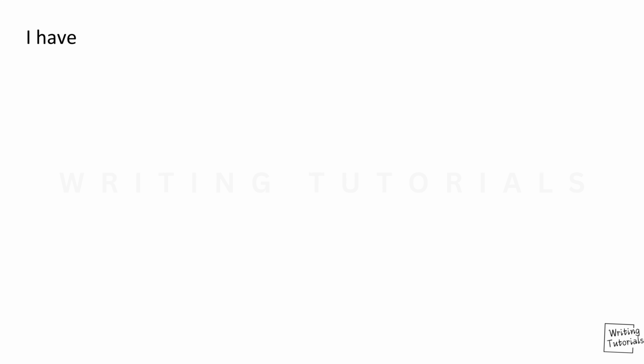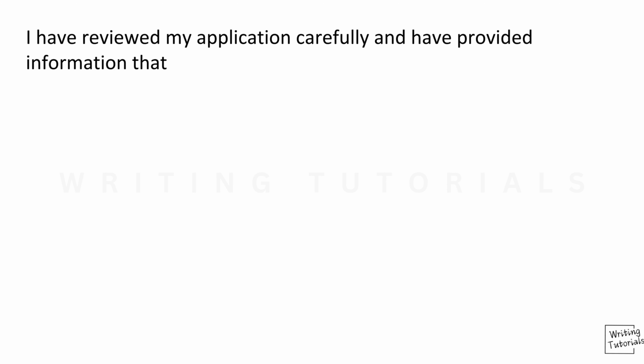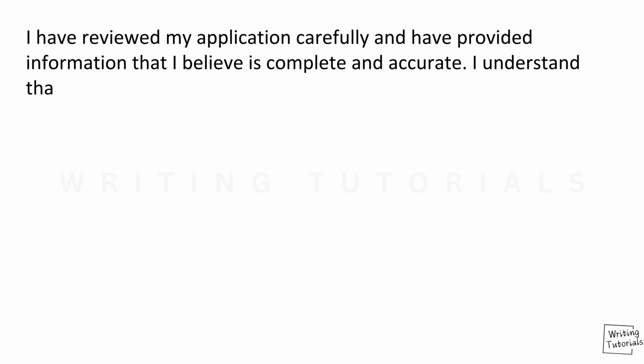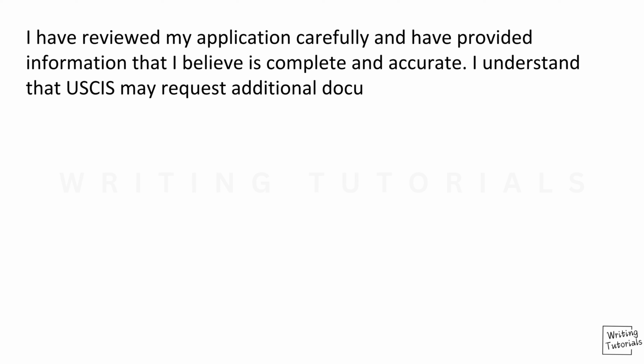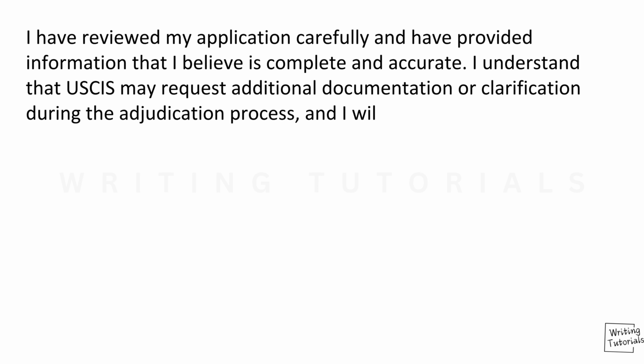Next, confirm the accuracy of the application. The sample says, "I have reviewed my application carefully and have provided information that I believe is complete and accurate." This sentence communicates that the applicant has taken care in preparing the application. The letter continues, "I understand that USCIS may request additional documentation or clarification during the adjudication process, and I will respond promptly to any such request."